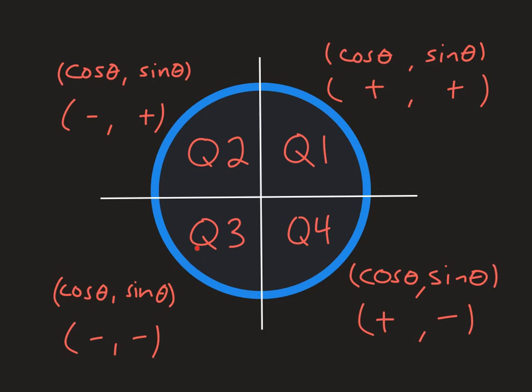Here's quadrant 3 right here. I'm going to be moving to the left, so a negative in the x direction, and down, so a negative in the y direction. So my x is going to be negative, my y is going to be negative, which means my cosine of theta is negative and my sine of theta is negative. Quadrant 4, I'm moving to the right, positive direction on the x, and down, negative direction on the y. So that means positive on the x, or positive on the cosine of theta, and negative on the sine of theta.